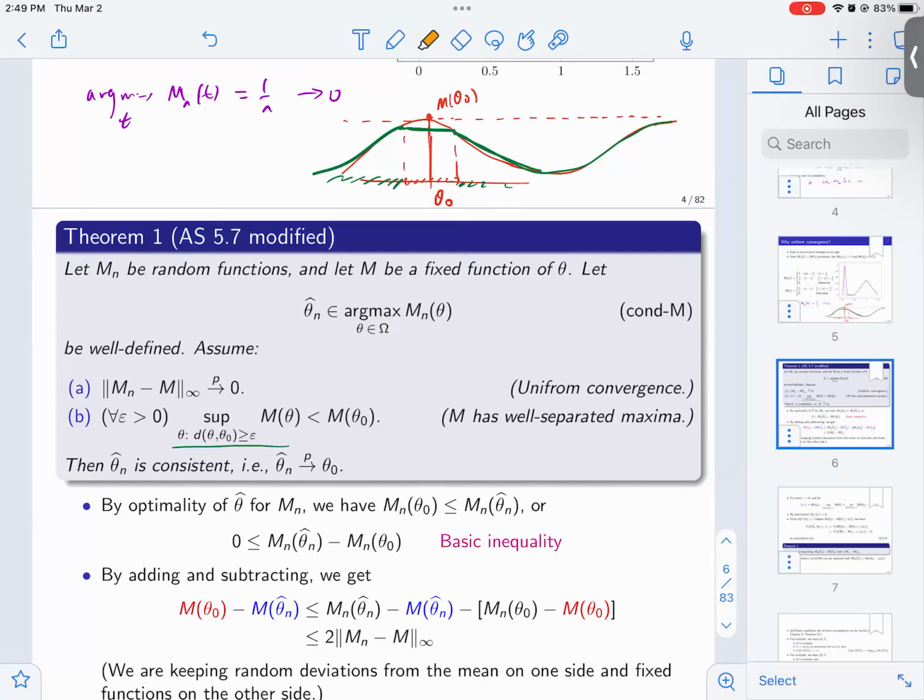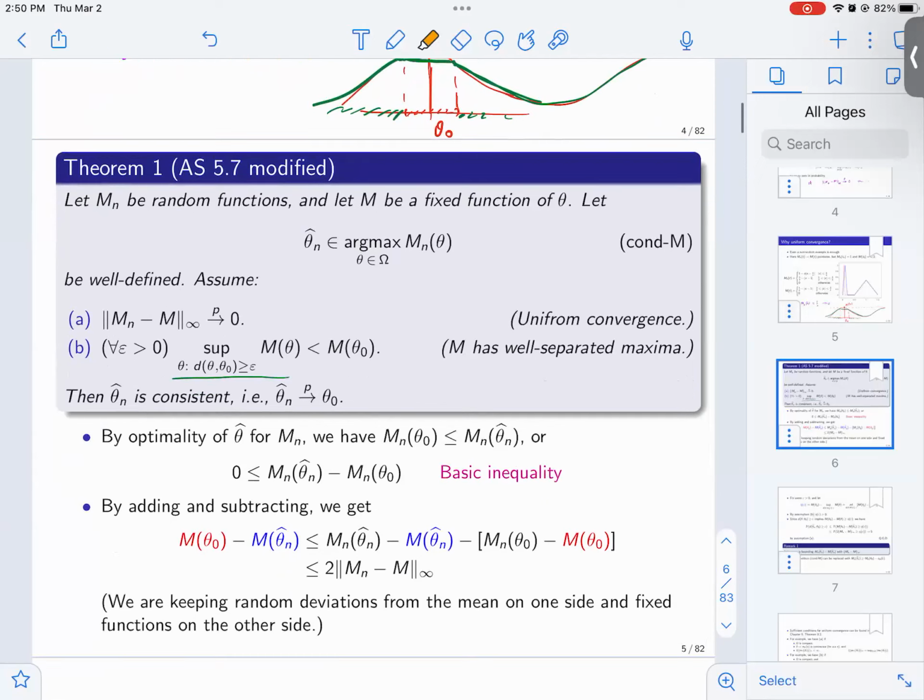And then what I'm doing here is adding and subtracting. Basically, I want the population copy of this, which is m, and I also want the m of theta naught. So I'm looking at this difference in the population, and I'm adding and subtracting on both sides of the inequality, with a flipped sign. So m theta naught minus m theta hat n, that's the population version, and I'm just adding it to both sides. You can see that with the signs.